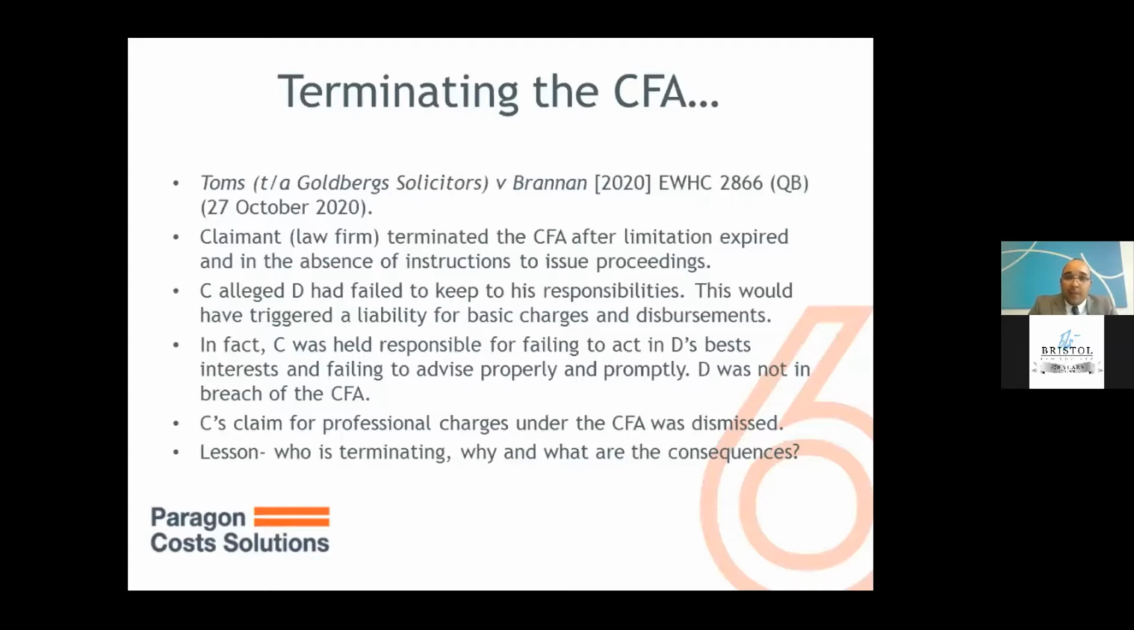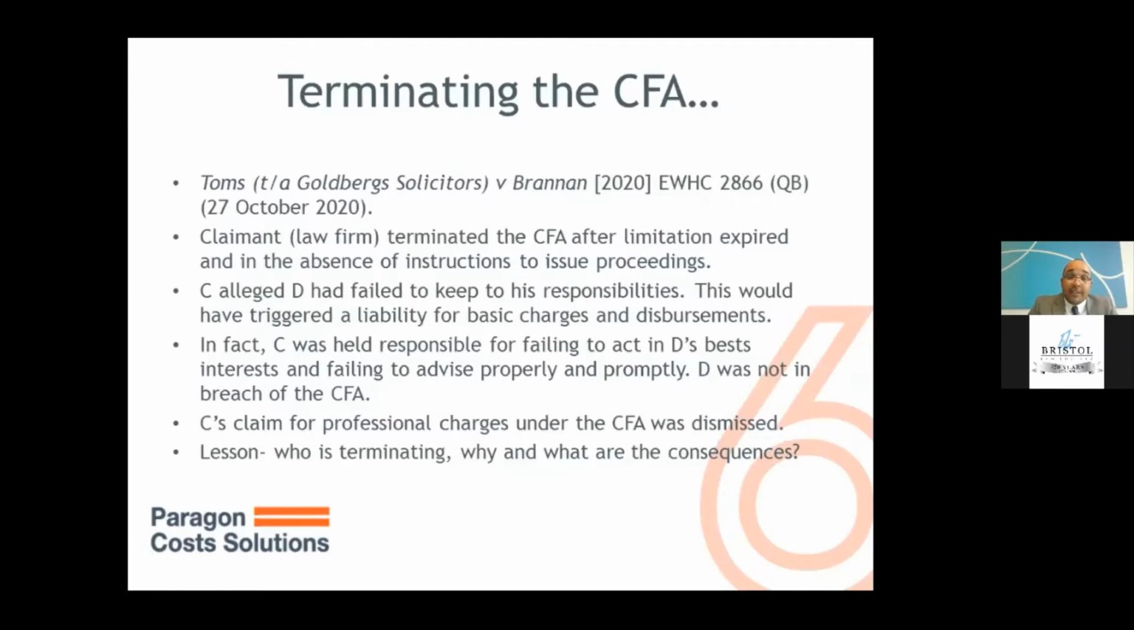And those of you that are familiar with CFAs will know that there's a number of standard clauses. So for example, if a client terminates the CFA before you achieve a win or a lose, then the solicitor has a right to charge their basic fees and disbursements. If the solicitor terminates the CFA because the client hasn't kept their responsibilities, again, that can trigger a liability for basic charges and disbursements. But if the solicitor terminates because there are no longer sufficient prospects of success, then ordinarily they're only liable to charge the client for their disbursements.